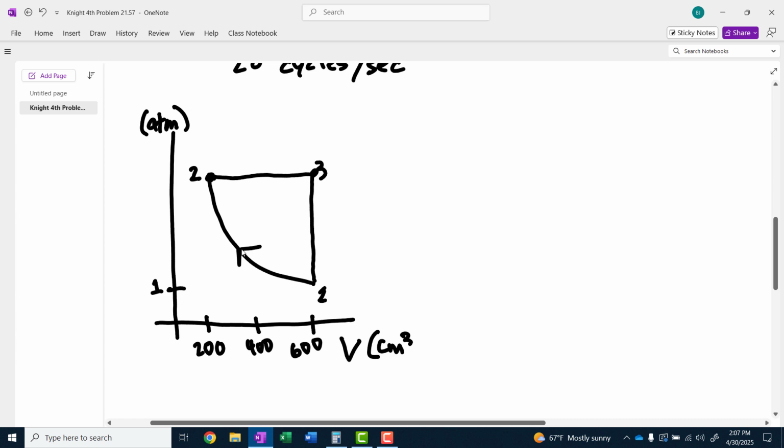I'm going to draw arrows showing the direction of heat flow in each of these three processes. There are three processes in this PV cycle. So as we go from state 1 to 2, we're compressing the gas. Just imagine taking a volume of gas and squeezing it into a smaller box.